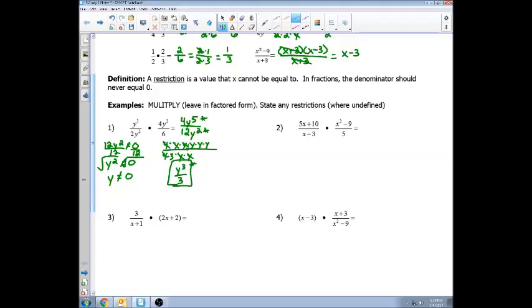I have 5x plus 10 over x minus 3, times x squared minus 9 over 5. I could multiply these completely out using FOIL, but instead, I'm going to try to simplify them down as far as I can. So I'm going to take this first piece, 5x plus 10. It is not a monomial, which is our first step, to see if it's a monomial. If it is not a monomial, then I'm going to go ahead and factor.